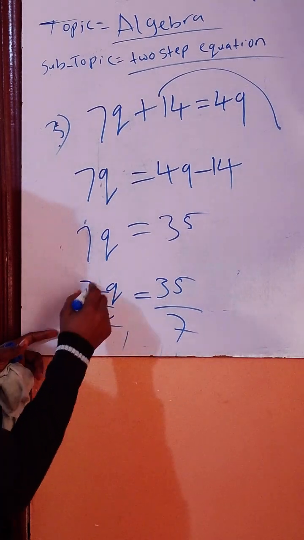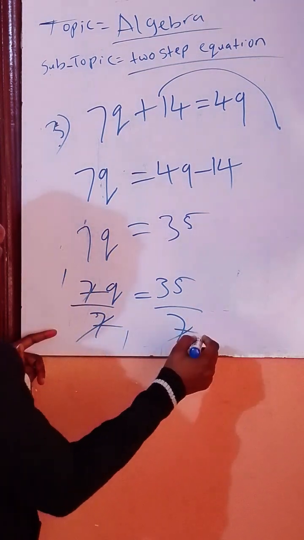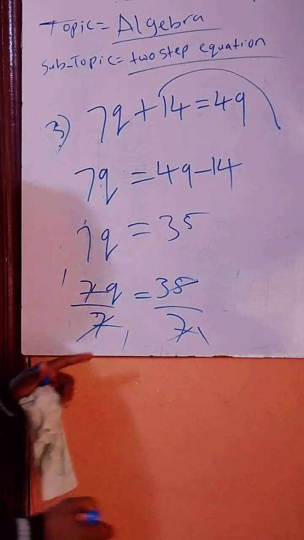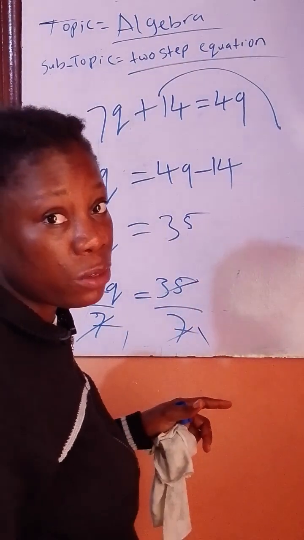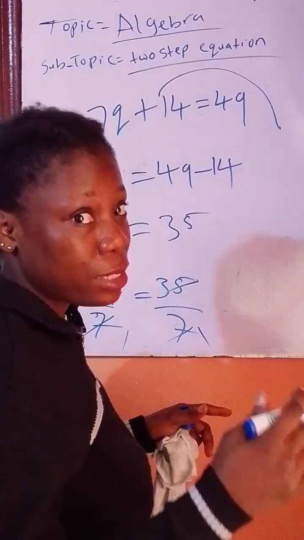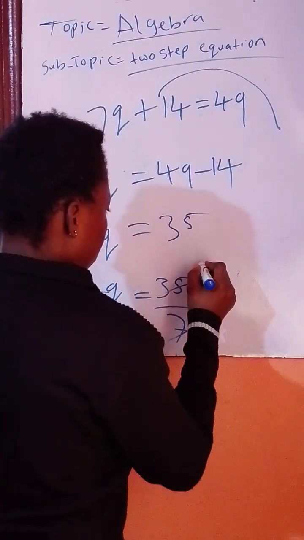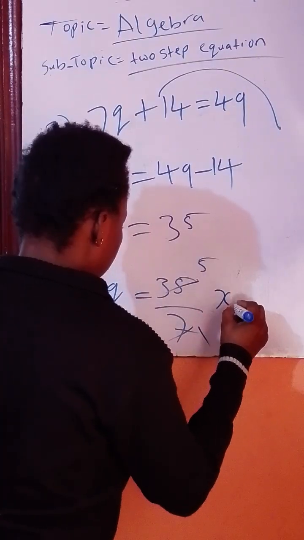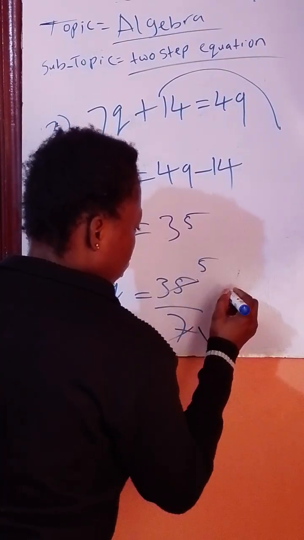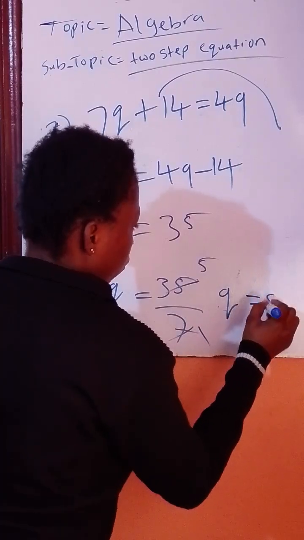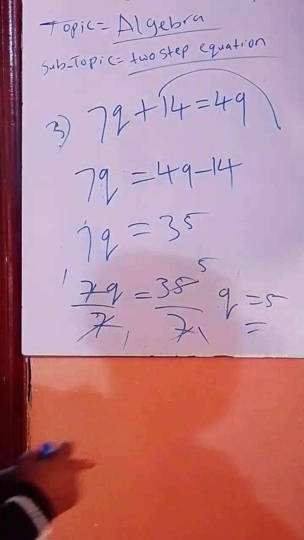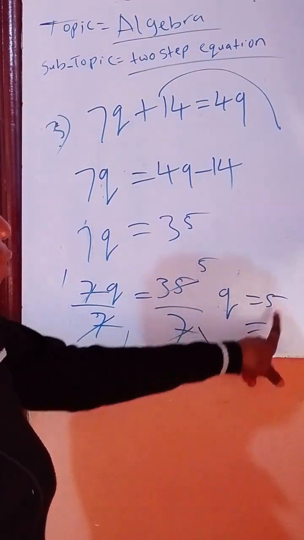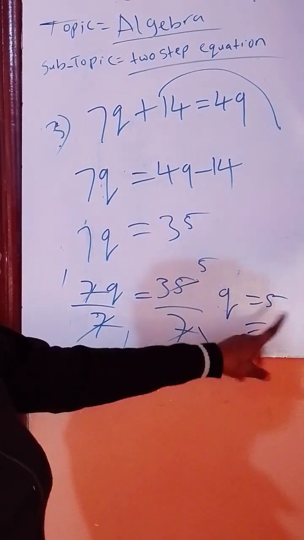7 here, 1. 7 here, 1. 7 and 35 is going to give us 5, because 5 times 7 is 35. We are left with q equals 5.